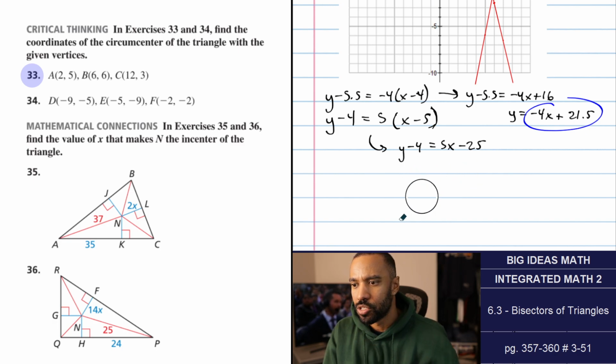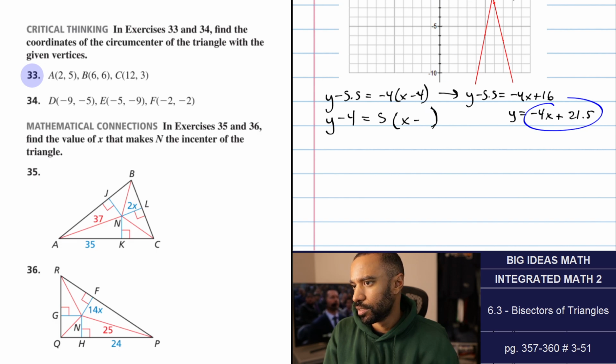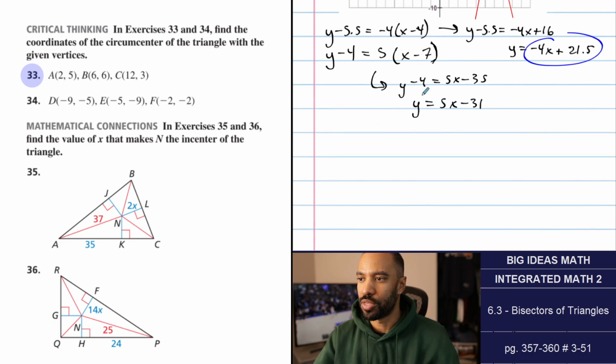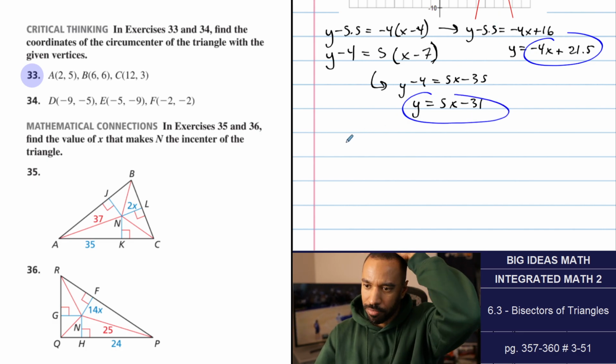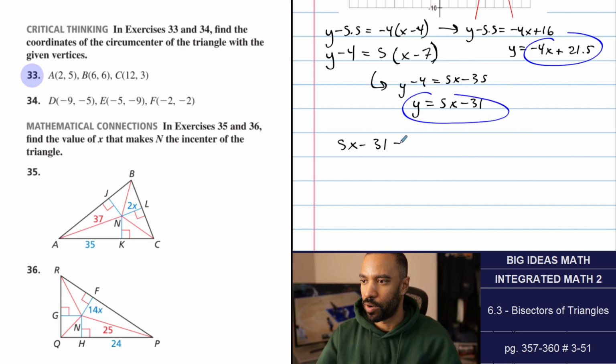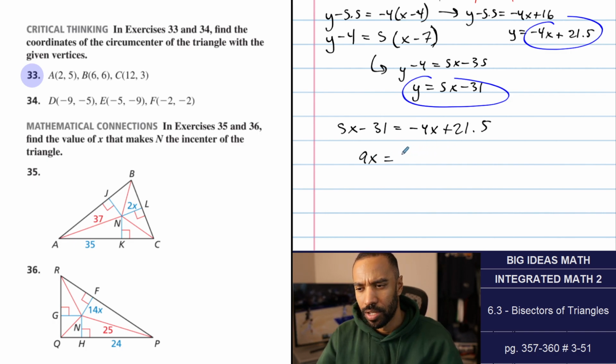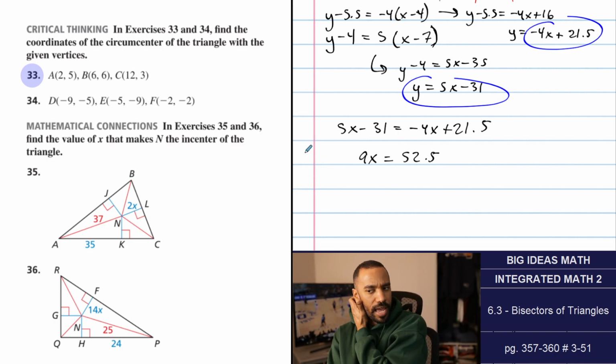Midpoints and stuff are good. So this should be a minus 7. So I copied something wrong. That's a problem. So that's going to be y minus 4 equals 5x minus 35. And then y equals 5x minus 31, not 21. So when I set those two things equal, we'll have 5x minus 31 equals negative 4x plus... That's still 21.5 in my eyes. I can't see how to change that. And 9x equals, I don't know, 52.5 right there. So I divide by 9. I still don't see anything great with what's going to happen when I divide by 9.